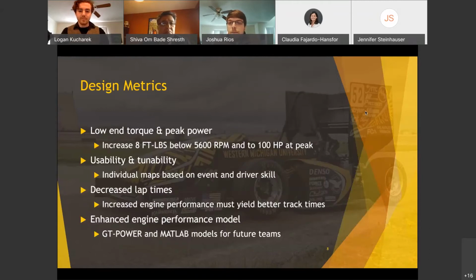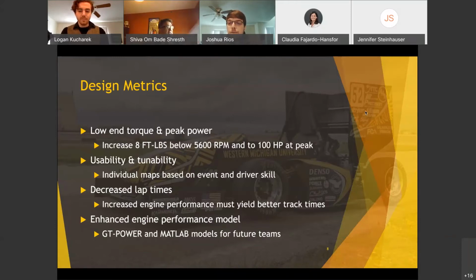Once we determined the type of system we wanted to use, we came up with the specific performance targets and design outcomes we wanted to accomplish. First and foremost, we wanted to increase torque in the lower RPM range to facilitate fast acceleration out of low and medium speed corners. Our goal was to increase torque by 8 foot-pounds below 5,600 RPM to extend the flatness of the torque curve lower in the engine speed range. We also wanted to increase the peak power from 89 to 100 horsepower.